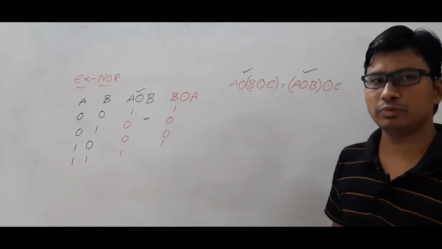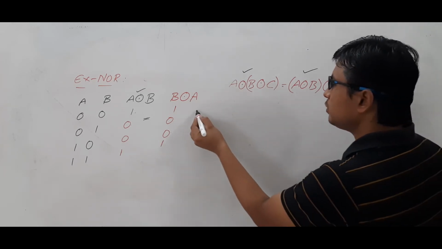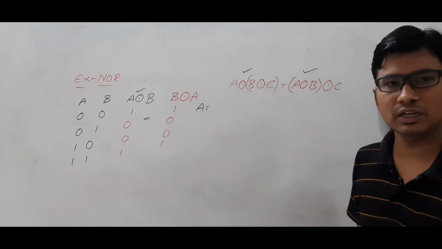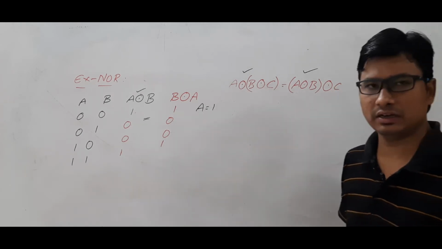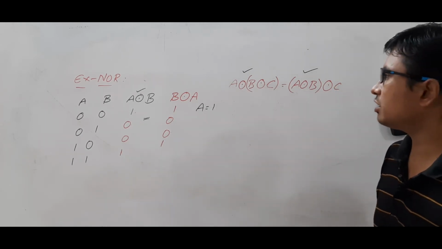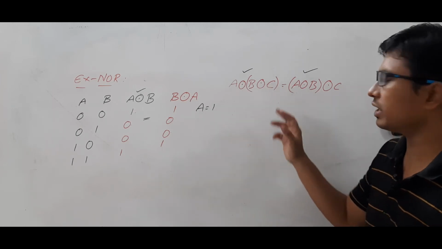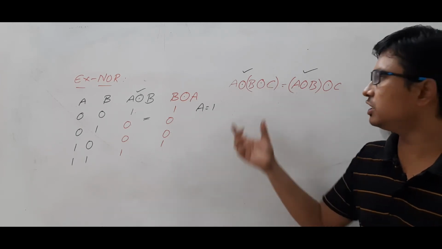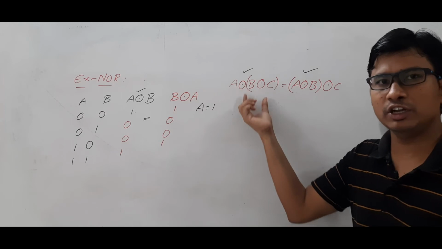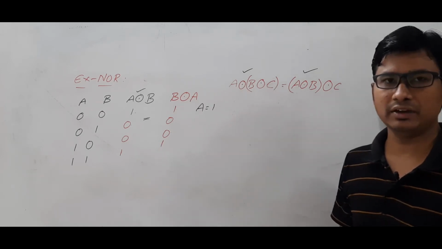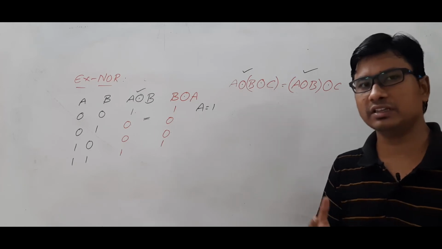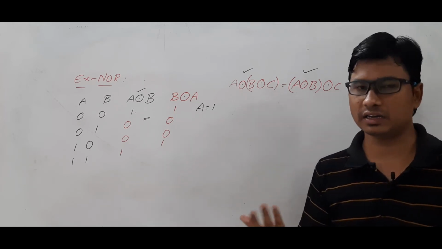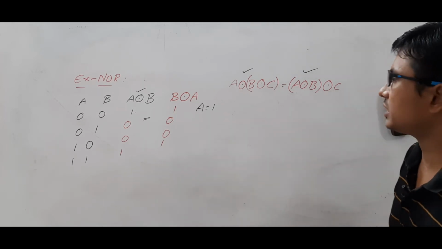Otherwise, what is the simple process? I will keep any one of the values, either A as 1 or 0. Let me keep A value as 1. Then if I keep one of the variables as 1, I can reduce this equation from 3 variables to 2 variables. Am I right or wrong? With 2 variables, I can check whether the LHS is equal to the RHS or not. Are you able to understand it or not?